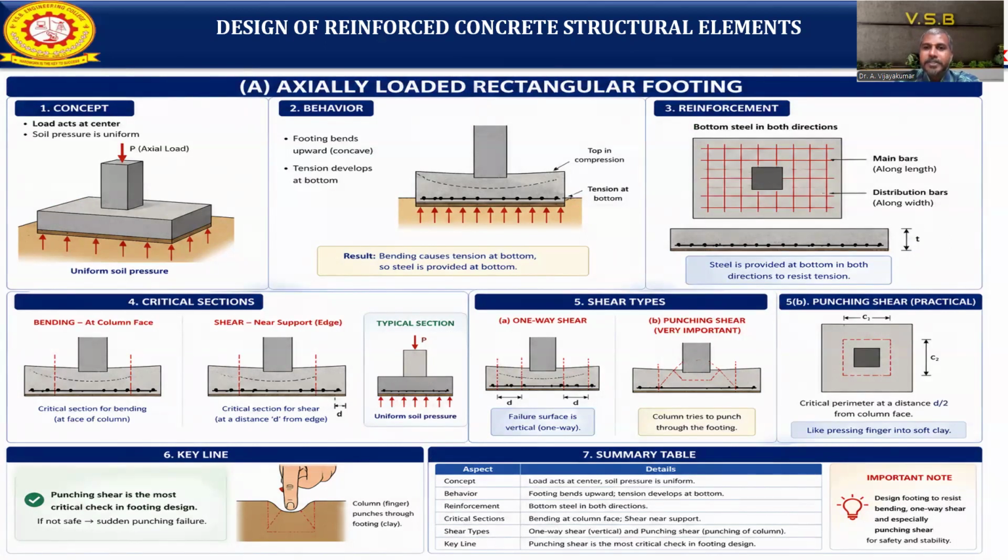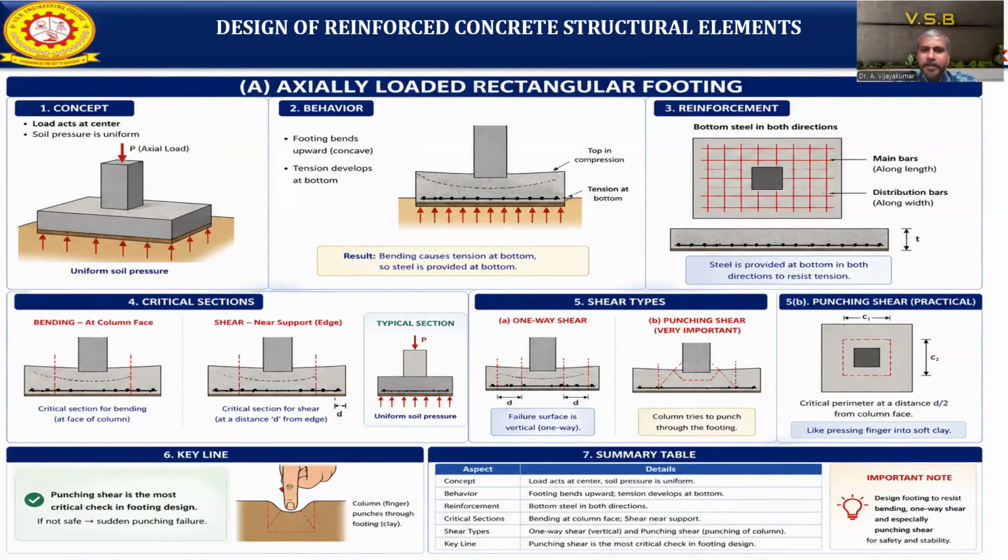So bending causes tension in the bottom. Steel is provided at the bottom only, because that is where tension occurs. If you see the reinforcement details in the plan and section, the main bars will be along the length direction. The distribution bars are along the width direction. Then we need to provide the proper thickness of the footing slab. So steel is provided at the bottom in both directions to resist the tension.